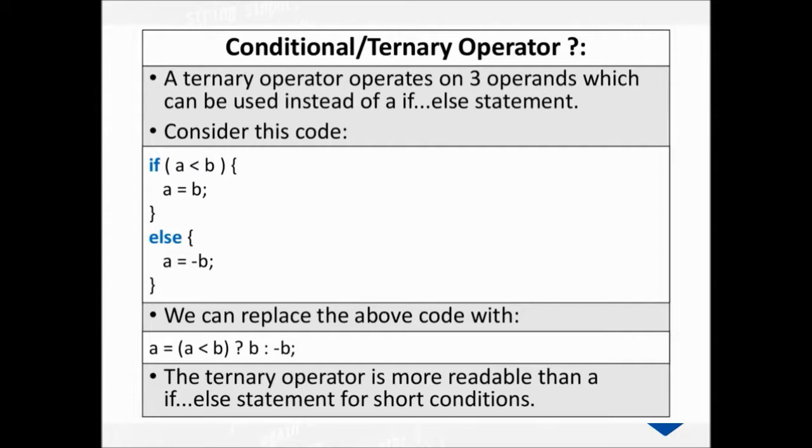Conditional or ternary operator. A ternary operator operates on three operands, and can be used instead of an if-else statement. For example, if a is less than b, then a is equal to b, else a is equal to minus b. We can replace the above code with a ternary operator. The ternary operator is more readable than an if-else statement for short conditions.